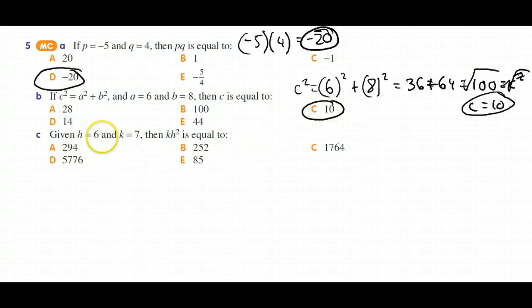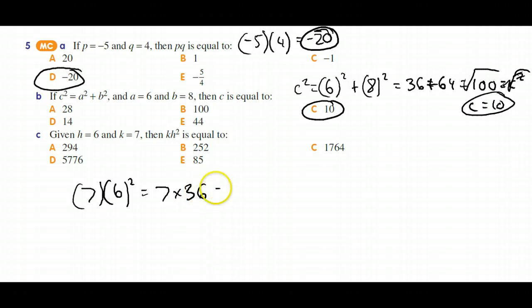And then in the last one we've got KH squared, where K is 7 and H is 6 and the 6 is squared. 6 squared is 36, and that's multiplied by 7. So that's 210, and 7 times 6 is 42, so that'd be 252.